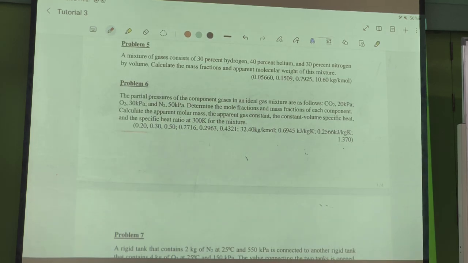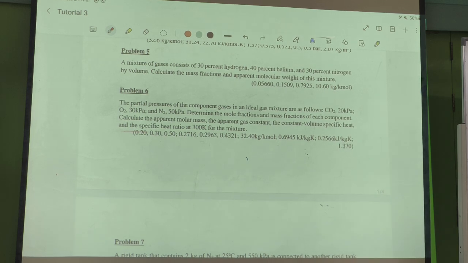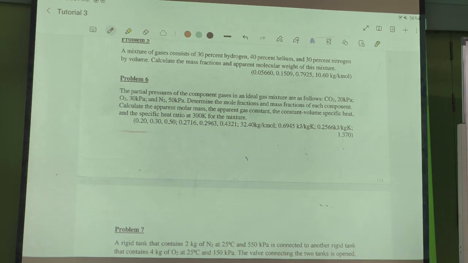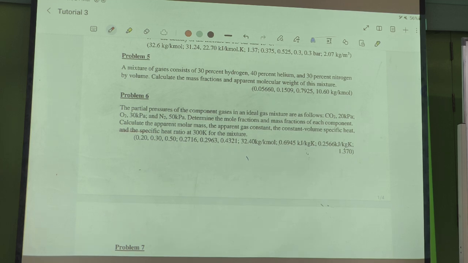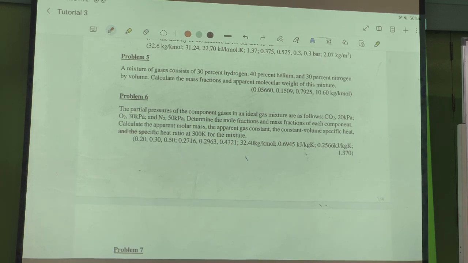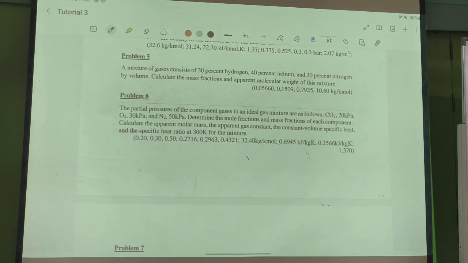Now problem 6 is actually quite normal. You only need to find mass fraction and stuff. So this one I think I leave it to you for fine-tuning. Problem 6, let me see. Yeah, we can discuss problem 6. All these more normal questions. No application kind of question.